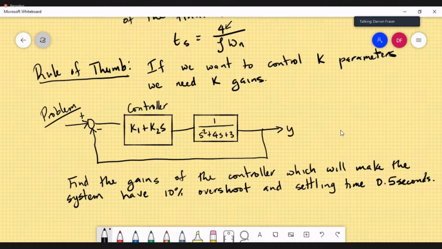This is what we want, and so we're going to work out the values of K1 and K2 that will give us what we want.